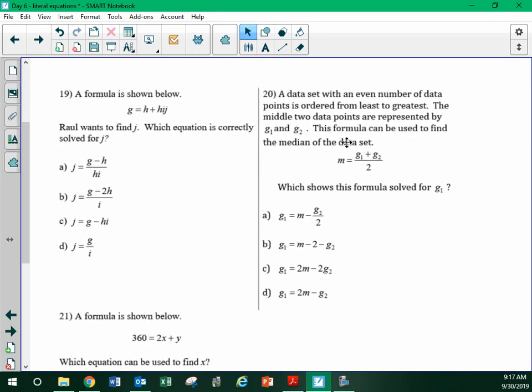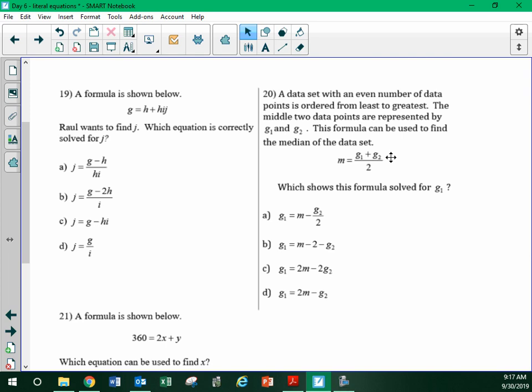Now on the back side, you'll notice 19, 20, and 21. The reason we've included these is that they are questions like the SOL questions. They've given us the formula, and then it tells you Raul wants to find J. So J is what we're trying to get by itself, and then it has multiple choice answers. Same thing here. It says which shows this formula solved for G sub 1. G sub 1 is what we're trying to get, and these are your possible answers. Now notice G sub 1, G sub 2. Those are 2 different things. If I'm remembering correctly, this is talking about our average, so these are represented by 2 different numbers.